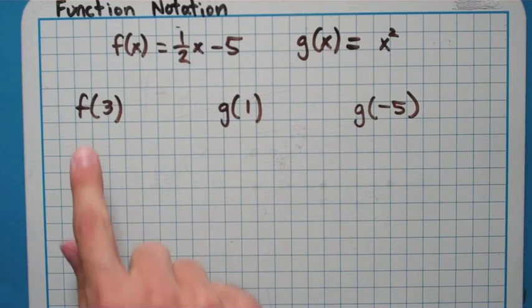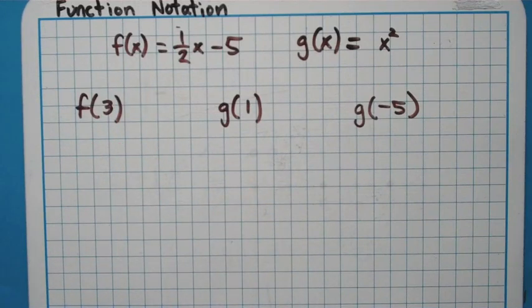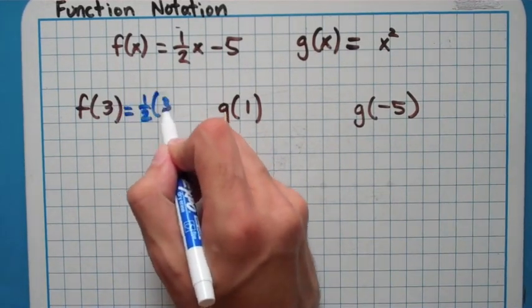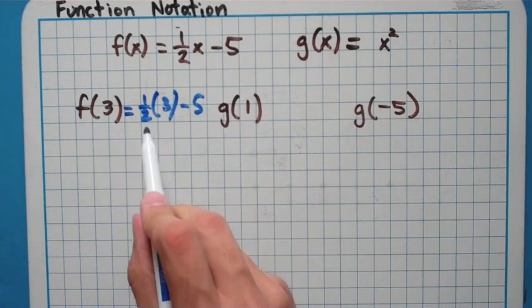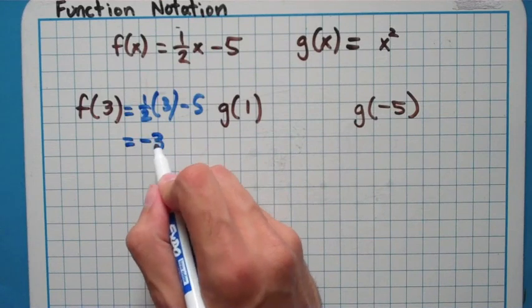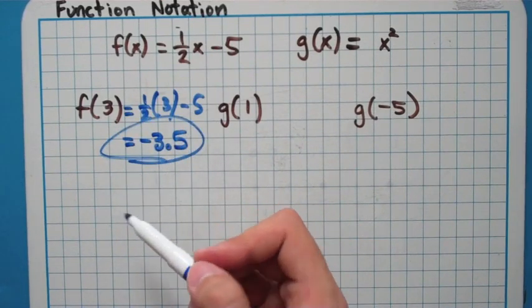So the letter tells you which function to use. F of 3 means we use this function. We're just going to plug in a 3 for the x over here. So we get 1/2 times 3 minus 5. If you write it as a decimal, that's going to be 1.5 minus 5. It'd be -3.5. You could also do -7/2 if you wrote it as a fraction.